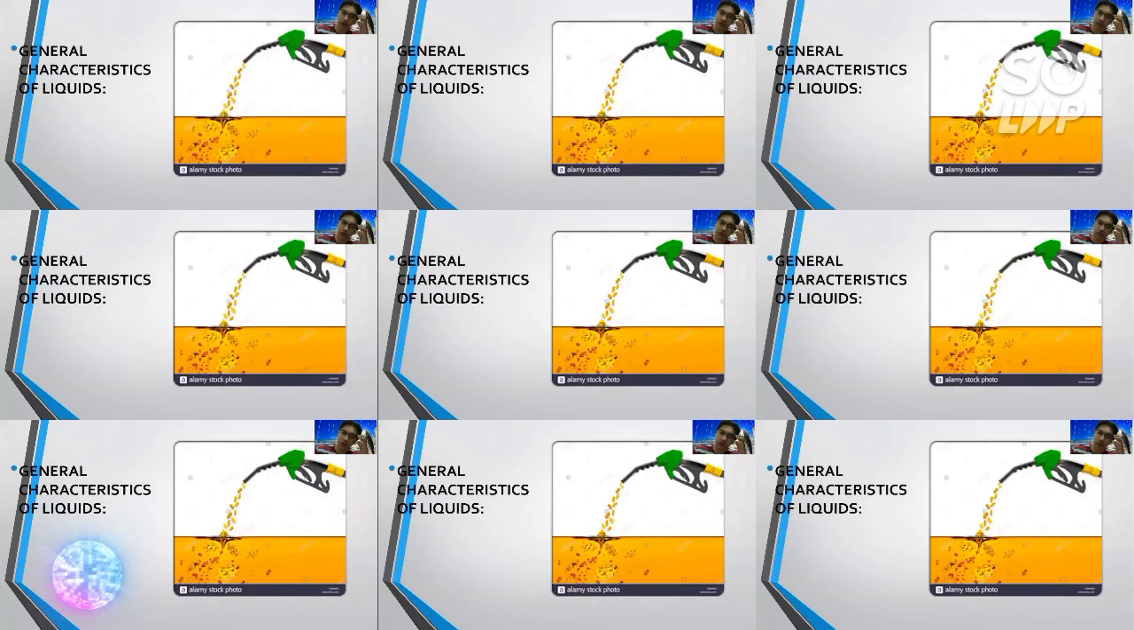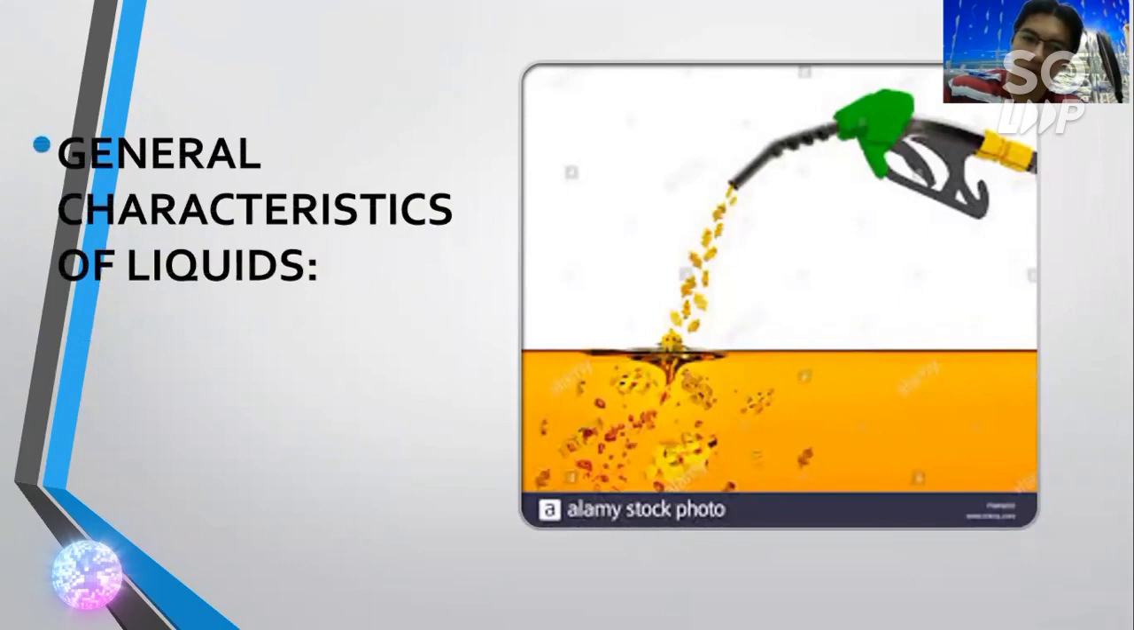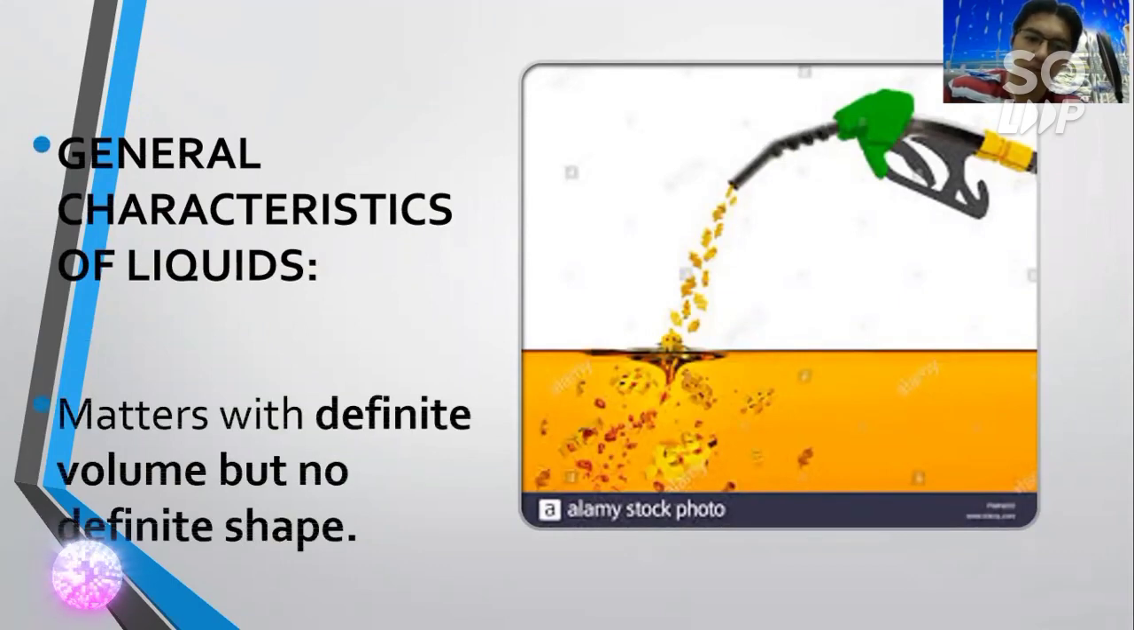So as we mentioned, the characteristic of a liquid is that it has definite volume but no definite shape. You cannot tell its shape, not unless it is contained in a container. Okay? But you can tell the volume when it is contained in a container, but you cannot tell the definite shape. So they are slightly compressible. They are not capable of indefinite expansion. Hindi katulad ng gas.